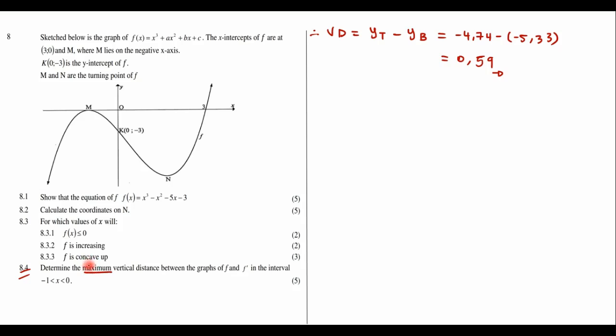The word maximum, remember, means critical values. It means you define the x values of the critical values.